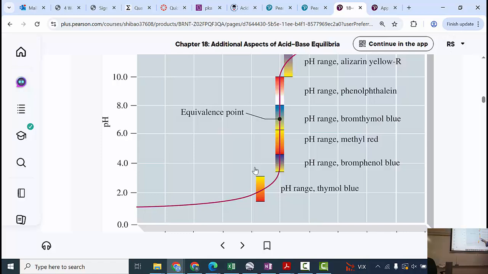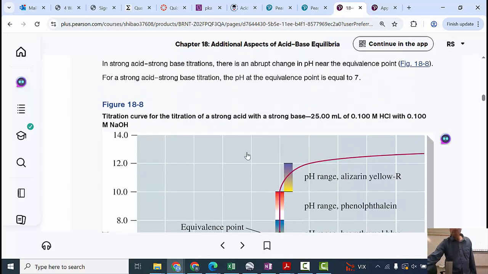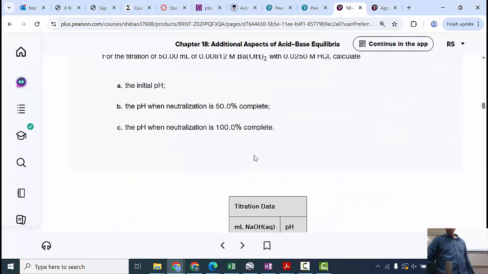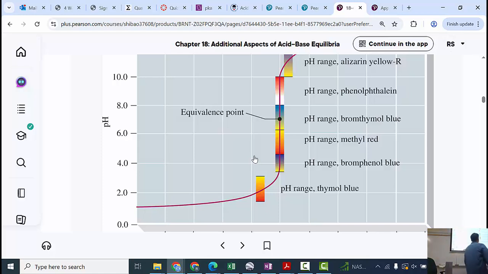Methyl red is fine too. We could use methyl red, it turns orange here, but again, what shade of orange do you stop at? It's too difficult. Bromophenol blue would work. However, thymol blue is way off. Thymol blue changes to orange or yellow-orange here, and so we'd be way off. This is strong acid, strong base. Now, for weak acid, it more closely matches. I think they don't show the weak acid one here, but we calculated an equivalence point pH of about 8.7, so phenolphthalein's perfect, or close to it.